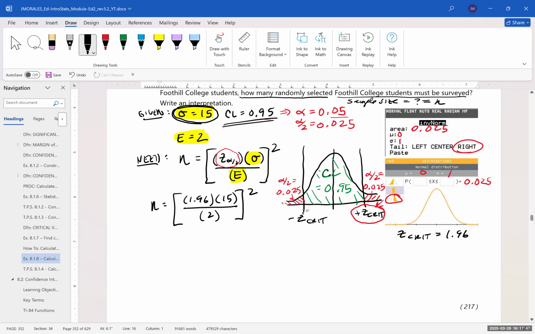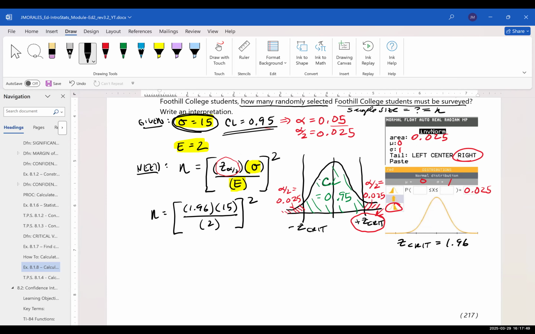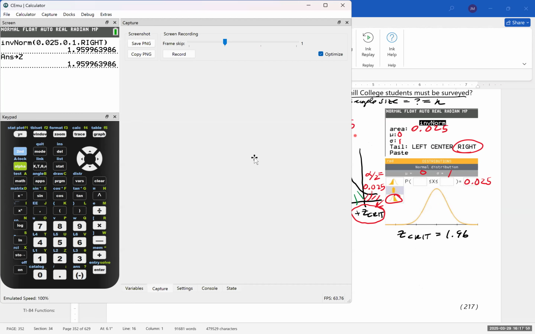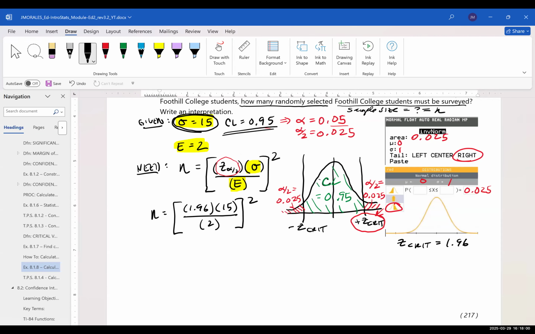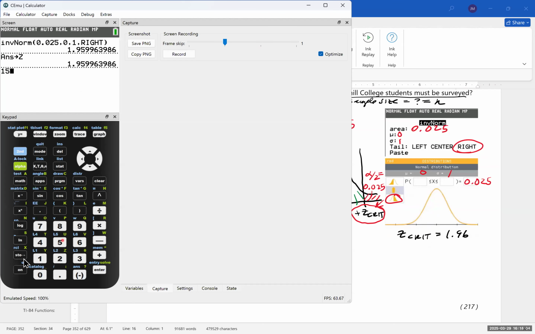But let me show you something. This is a little bit overkill, but let me show you something here. So we have a standard deviation of 15. So I'm going to take 15 and I'm going to store that into capital letter O, because that looks like the sigma symbol. Okay, so that's in there.